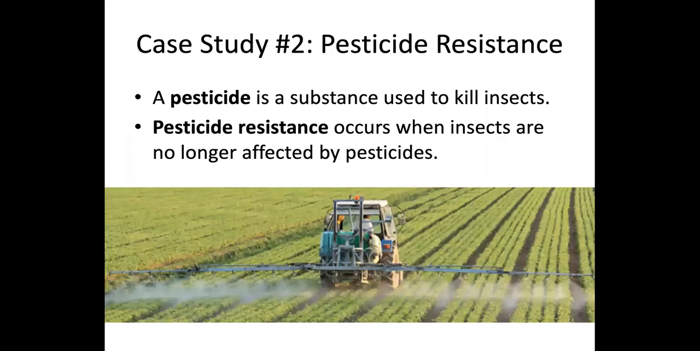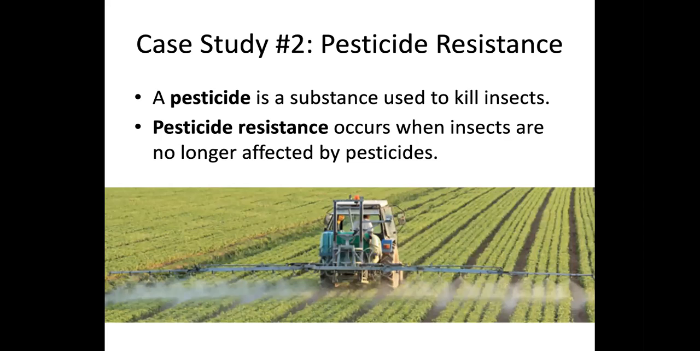All right, now we're gonna jump ship to case study 2. We're gonna go through this one a little bit quicker because it's essentially the same thing, but instead of talking about antibiotics, we're talking about pesticides. Okay, so we need to know what a pesticide is and what pesticide resistance is. So pesticides are used to kill insects. So farmers use these, right, when they're growing crops. Okay, pesticide resistance occurs when insects are no longer affected by that pesticide.